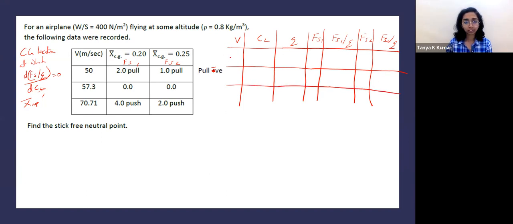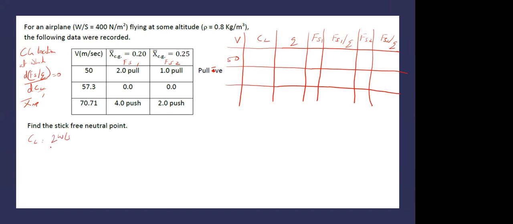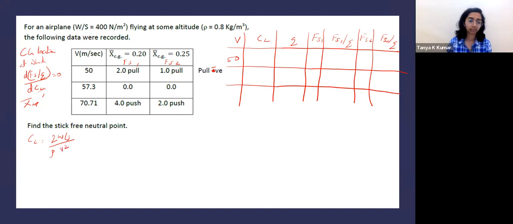So the first velocity is 50. How do you find out CL? CL is 2W by S into 1 by rho V square. Yes. So just substitute the parameters and tell me what will be the CL for the first case.